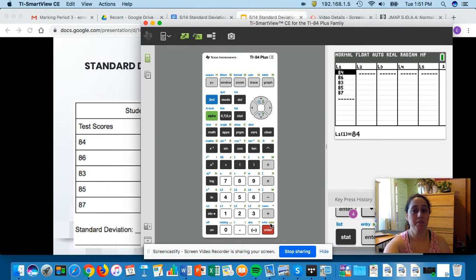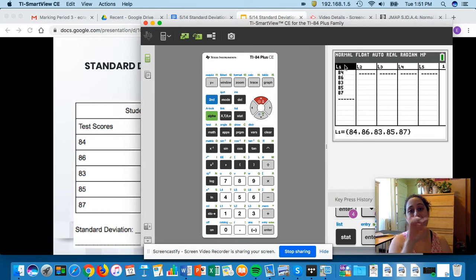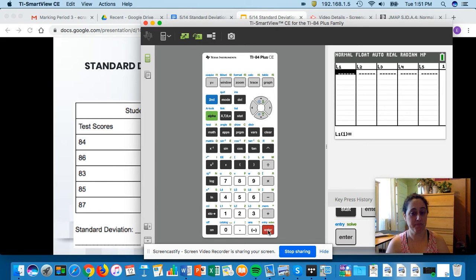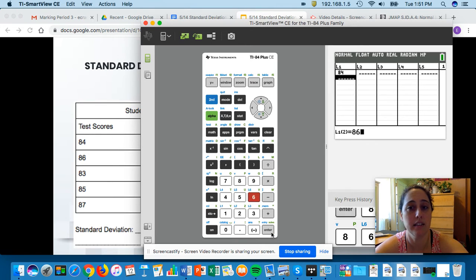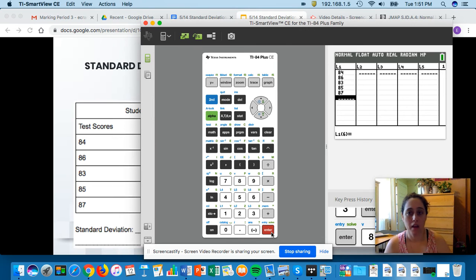So the first thing I'm going to do is to edit it. So let me just press enter. And if there are numbers in here, I actually was in here before, so they're the numbers in your data set. But if there's just random numbers, scroll all the way to the top, highlight the L, L1, L2, whatever L you're on. L stands for list. And press clear followed by enter. Now, I'm just going to type these in. 84, 86, 83, 85, 87. Okay. So just make sure that you put them in correctly.